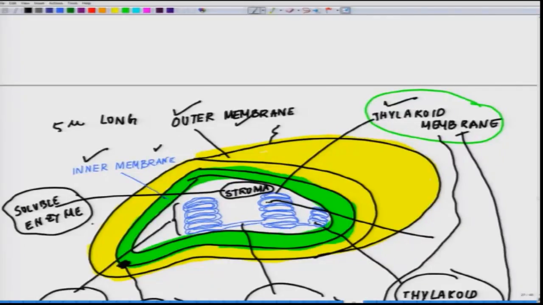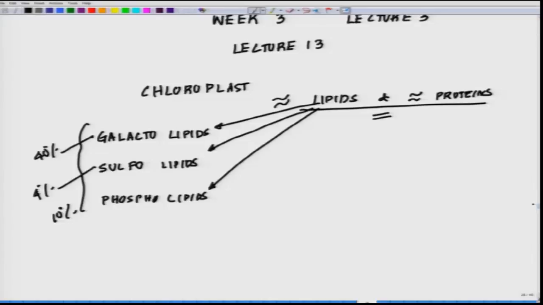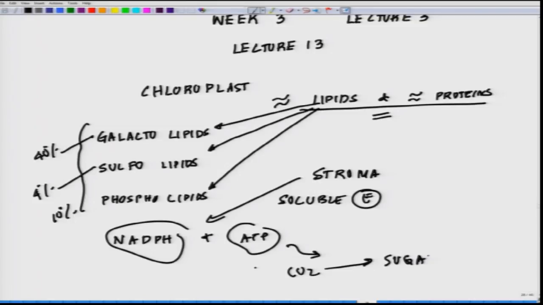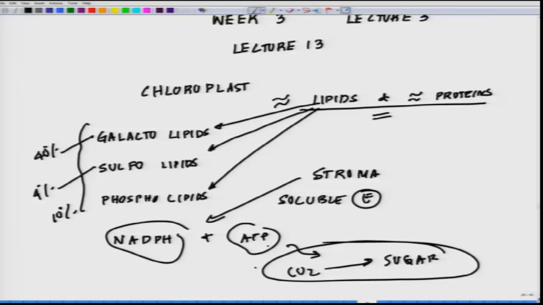So what these enzymes are doing is that the stroma contains soluble enzymes that utilize the NADPH and ATP at the stroma. The soluble enzymes are utilizing this NADPH and the ATP in order to convert the CO2 into sugar. This is where the conversion of CO2 to sugar is happening, which is the reduction reaction.